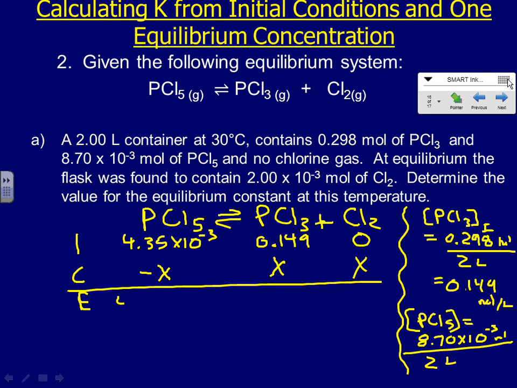This is going to be 4.35 times 10 to the minus 3 minus X. This is going to be 0.149 plus X, and that's going to be X.